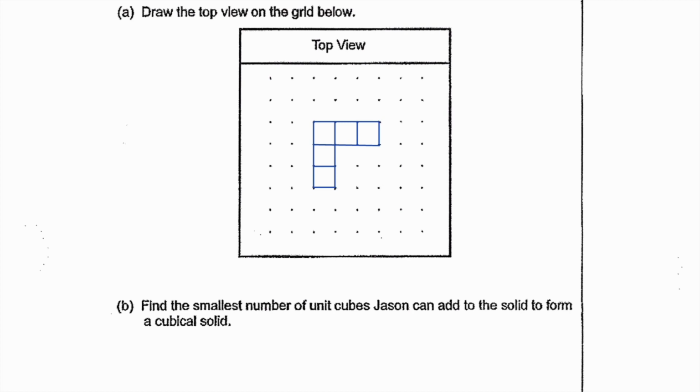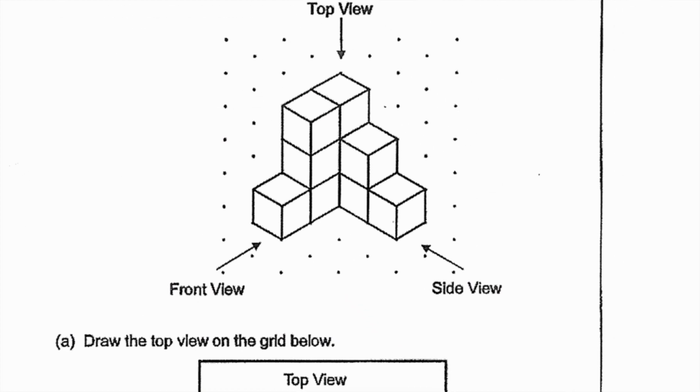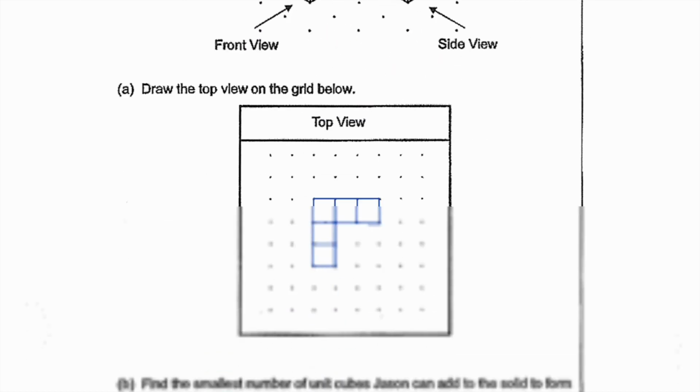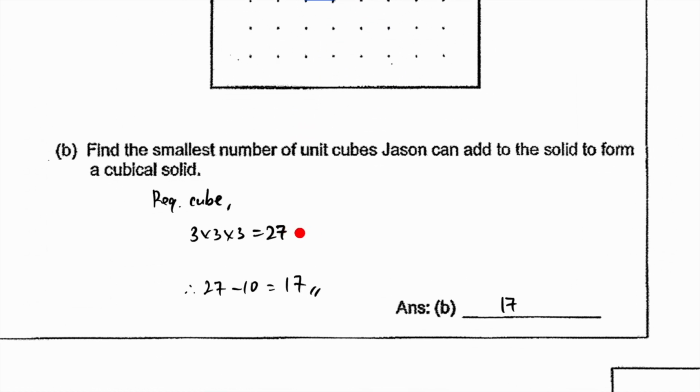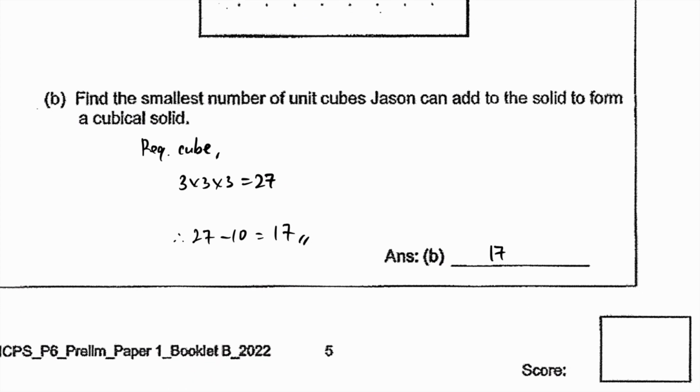Now, a cubical solid has the same length. So the largest number here is 3, basically. See, 1, 2, 3 for the height, 1, 2, 3 for the breadth. So what's the total number of cubes anyway? The total number of cubes required is 3 by 3 by 3, that's 27. Now, since we have 10 existing, the number of additional cubes is 17.